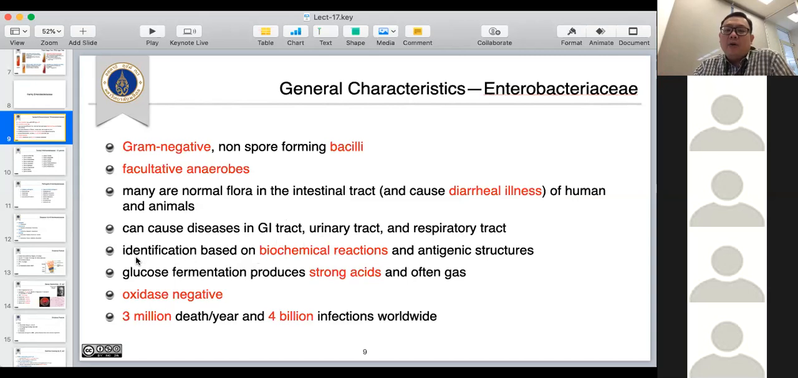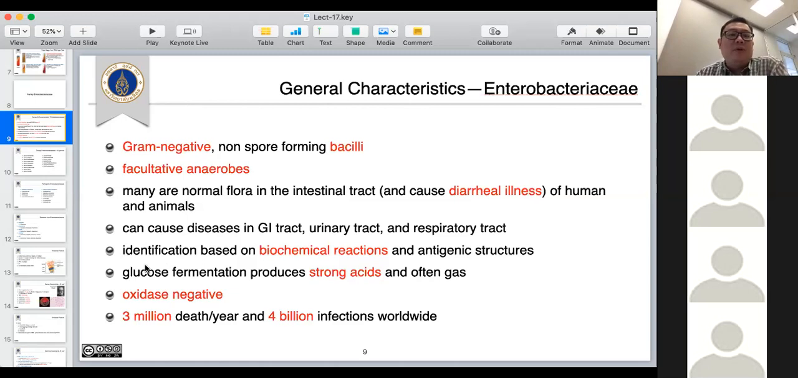So we use biochemical tests to differentiate. Today you learn a lot of biochemical tests, and I left some biochemical tests unexplained, and we will learn them in unit 7. I let you explore yourself a little bit. Most of these bacteria can ferment glucose, and other sugars also. It depends on the species of bacteria.